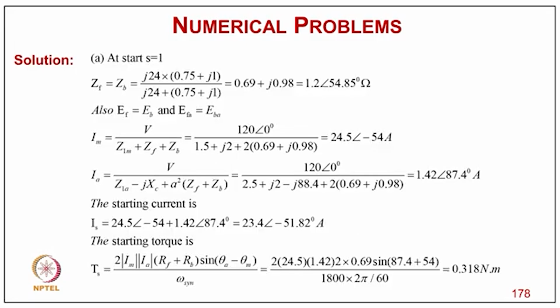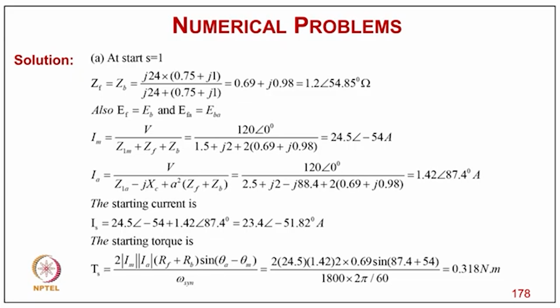Calculating ZF equal to ZB at starting, S equal to 1, both will be equal. So it comes 1.2 at the angle of 54.85 ohm. You can calculate the main winding current IM equal to V upon Z1M plus ZB plus ZF. It comes 24.5 at the angle of minus 54 degree ampere, and IA equal to V upon Z1A minus jXC plus a square ZF plus ZB.